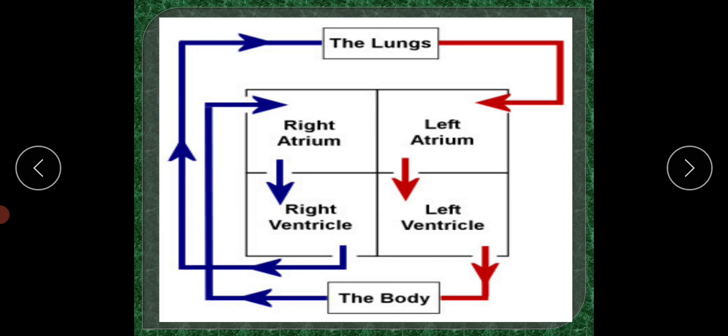The muscles around the chambers of the heart contract and relax continuously, resulting in the pumping action. These contractions and relaxations are called heartbeat. A normal human heartbeat is between 60 to 80 times in a minute.